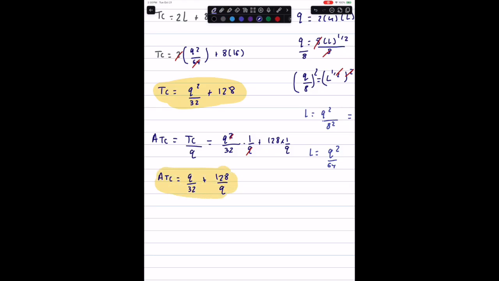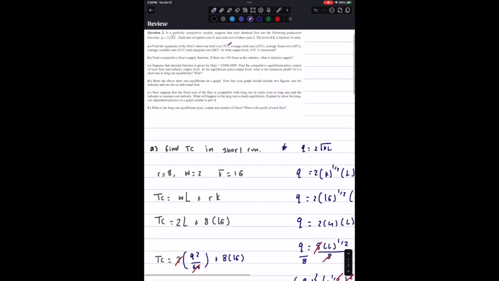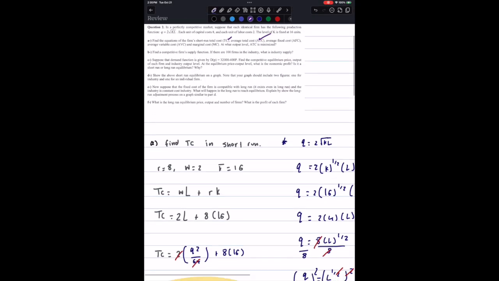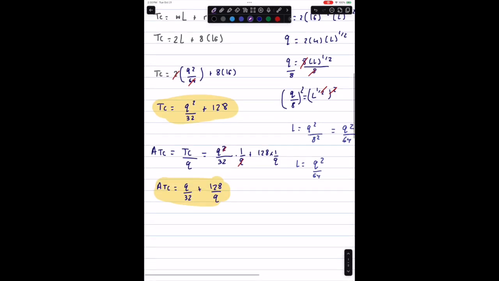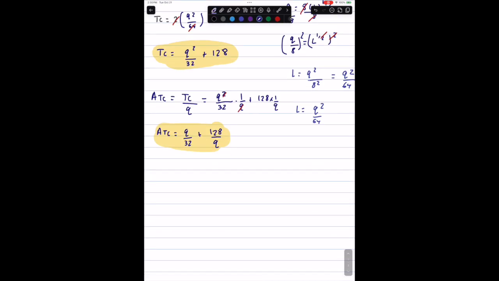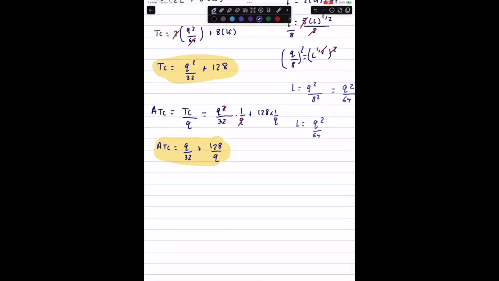So that is part 2 of question 8 complete. Now we need to find the average fixed cost and the average variable cost. Okay, well, if we go back to our total cost function, which is right here, total cost is equal to Q squared over 32 plus 128.